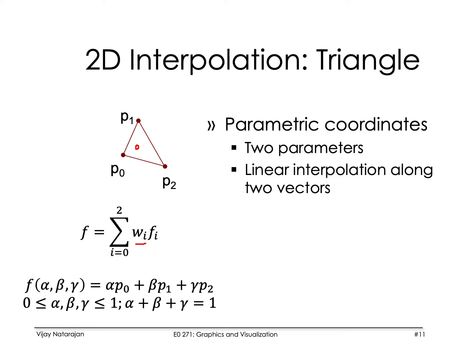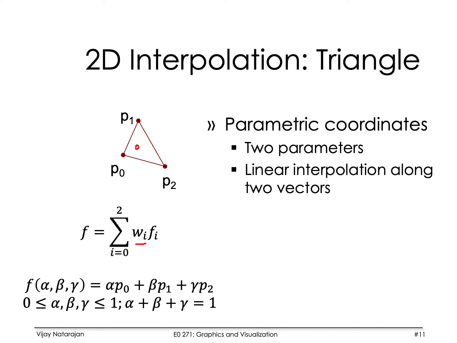Now there are many ways in which the triangle can be represented, as we have seen in an earlier class. So the points in the triangle could be represented using 2 parameters, t and s, and so this is essentially parametric coordinates.